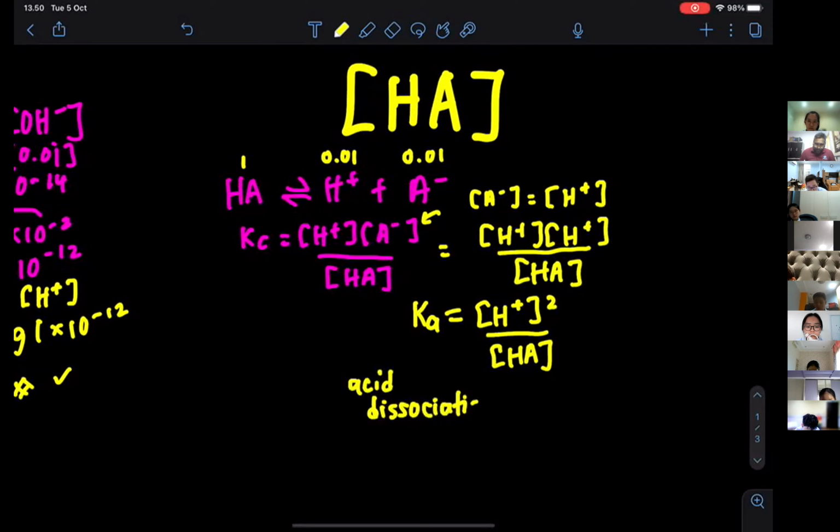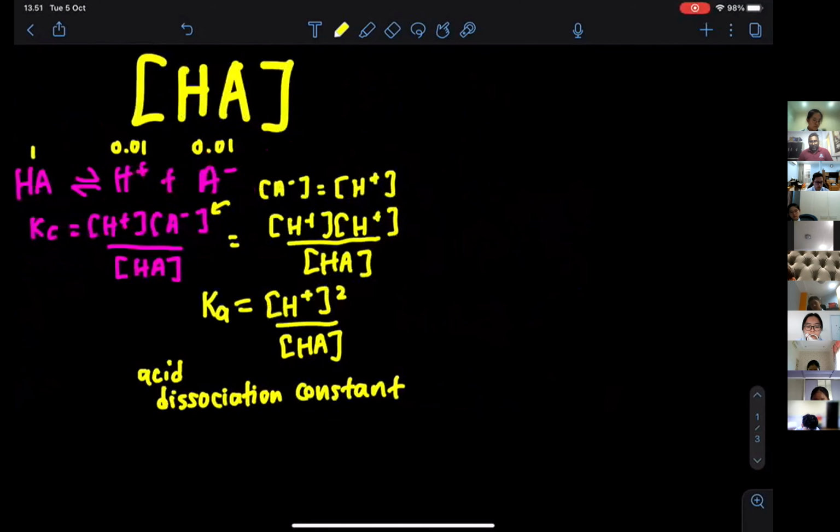Okay, so this is going to tell us it's a constant. It means at a certain temperature, the Ka is always going to be the same. But do remember, Ka, similar to Kw and Kc, is not affected by other factors. They will only change when the temperature changes. So this is the acid dissociation constant, but there are assumptions for this formula.